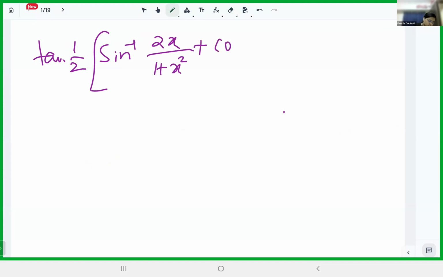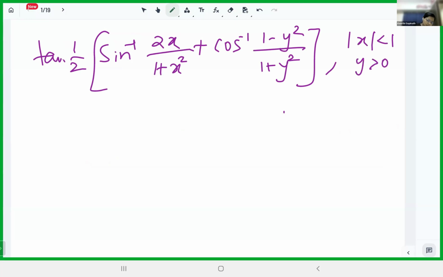Next question is tan of 1 by 2 into sine inverse of 2x by 1 plus x square plus cos inverse of 1 minus y square by 1 plus y square, where mod x is less than 1, y is greater than 0, and xy is less than 1.